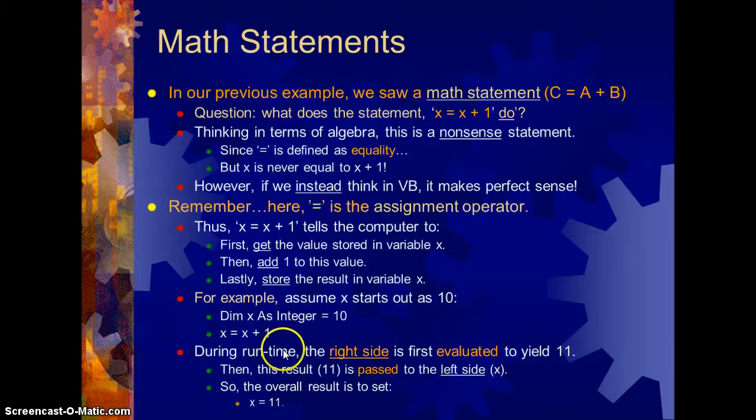So during runtime, that means when the program is running, the right side is first evaluated to yield 11. That is, this side is given 11. Then this result, 11, is passed to the left side. So the result then is x is equal to 11.